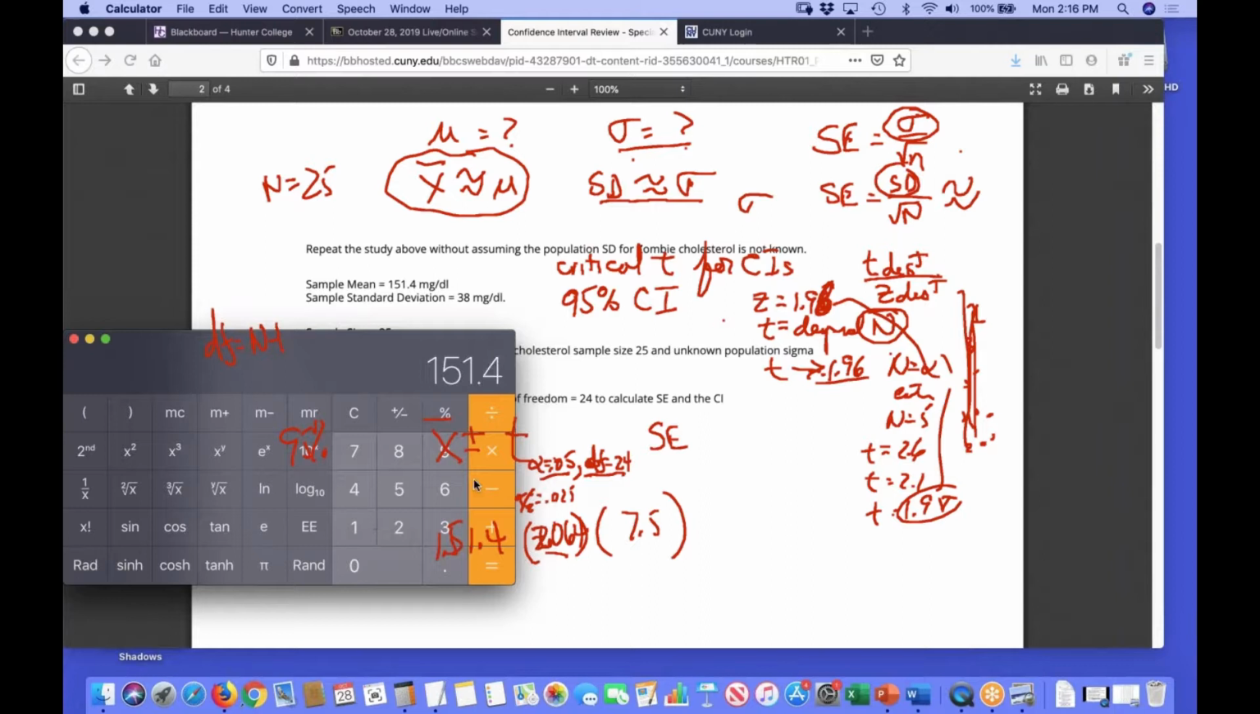151.4 minus my margin of error is equal to 135.8. Okay, that's going to be 135.8, and our upper limit is going to be 151.4 plus my margin of error, and that's going to be 167.1.